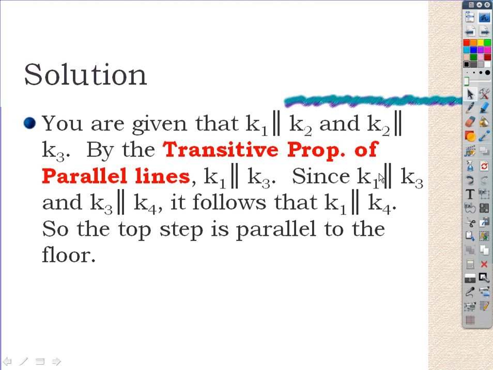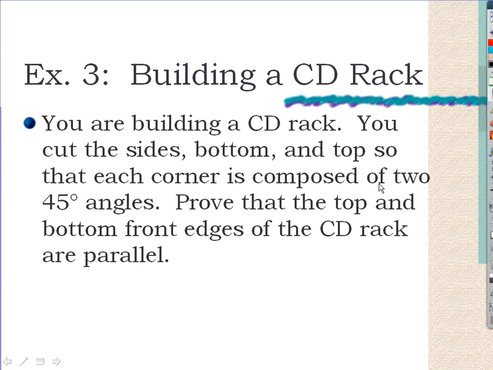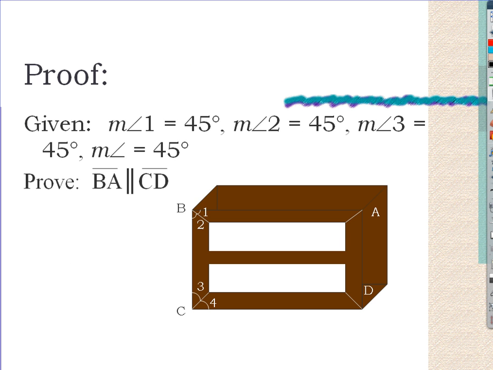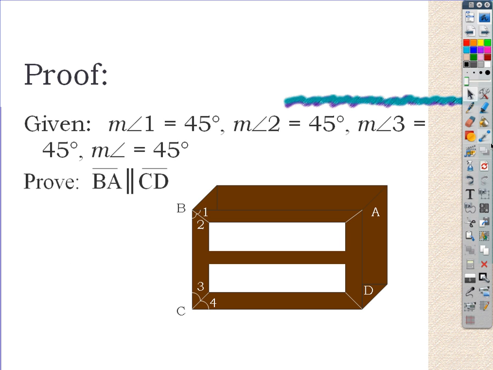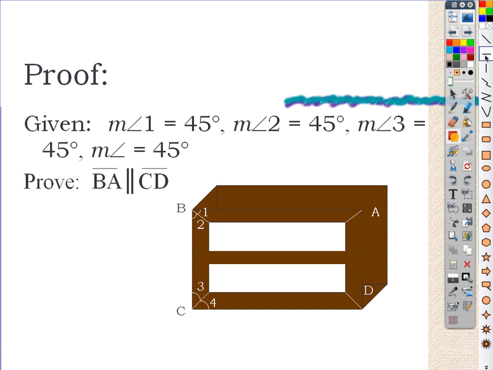All right, I'm going to skip that. Let's look at the CD rack one. This is good. So we're building the CD rack. You cut the sides, bottom, and top of the front so that the corner, the boards all come together at 45-degree angles like this. Let me draw in, it's kind of hard to see though. Let me do this.